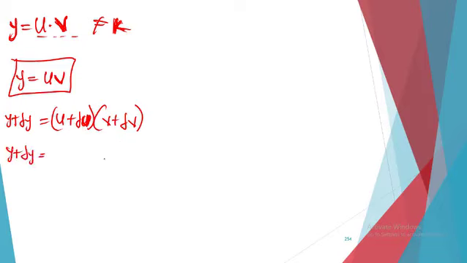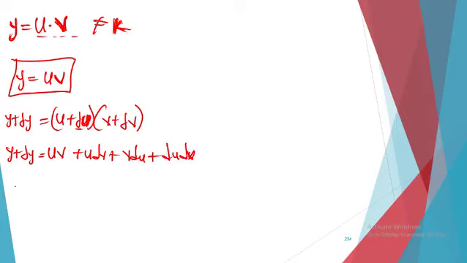Y plus dy will then be equal to, we open this bracket, u times v will give us uv. U times dv will give us u dv. We have the v here times du, which will give us v du. Du times dv will give us du dv. Right?